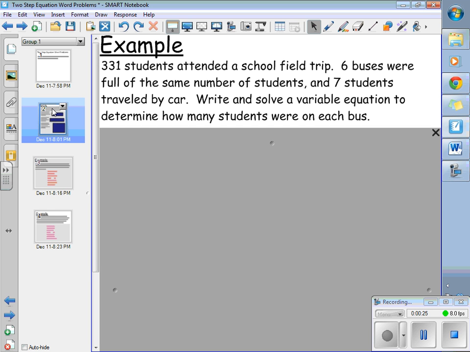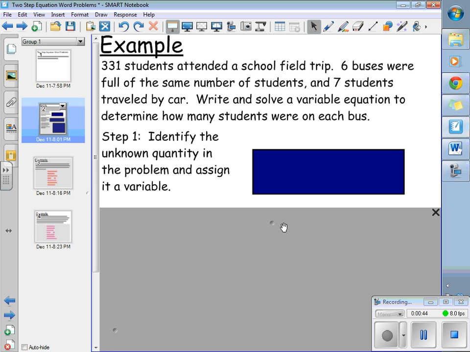Example. 331 students attended a school field trip. 6 buses were full of the same number of students, and 7 students traveled by car. Write and solve a variable equation to determine how many students were on each bus.